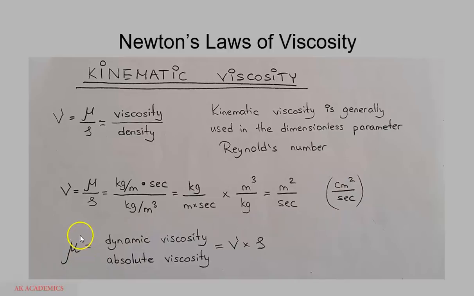And what you see here is our viscosity. So our normal viscosity can be referred to as dynamic viscosity or absolute viscosity. And if you cross multiply, what you have is the kinematic viscosity multiplied by density gives us the dynamic or absolute viscosity.